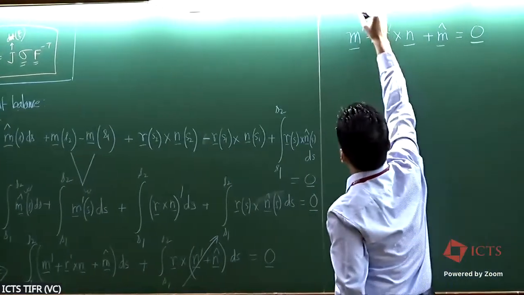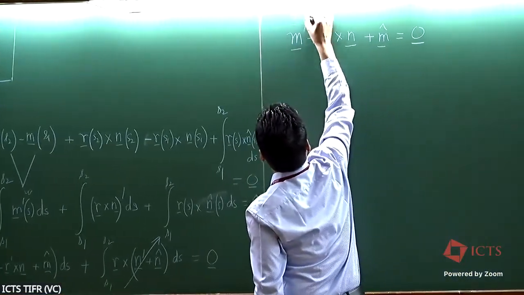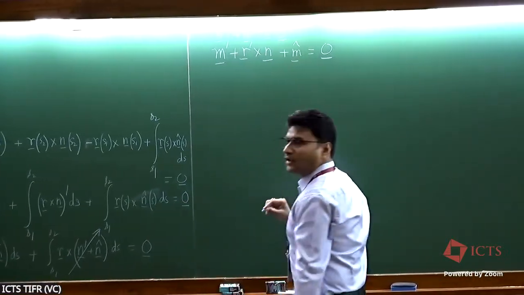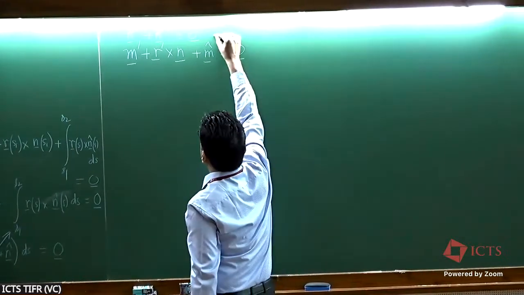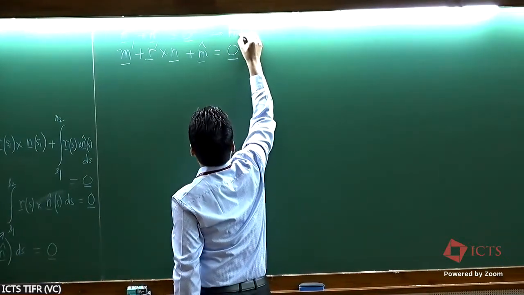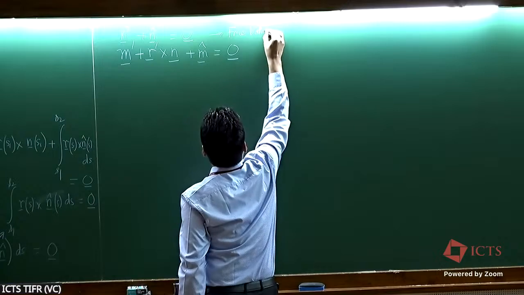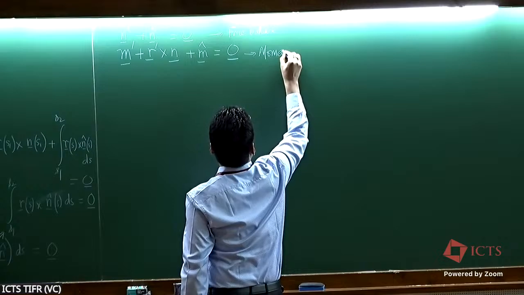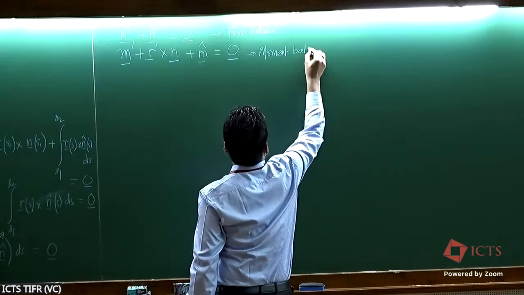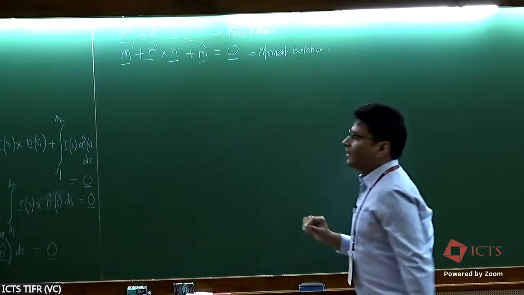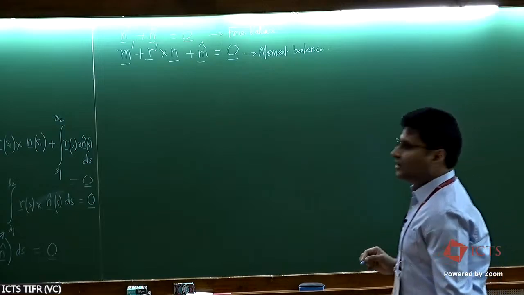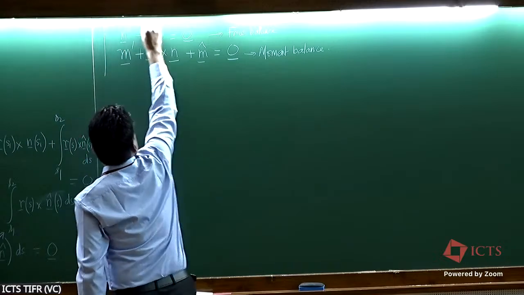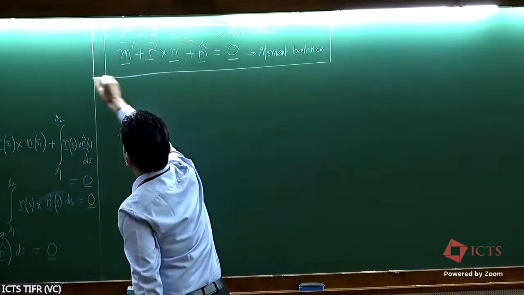Okay, and the first one was N prime plus N hat equal to 0. So this is coming from force balance. And this is coming from moment balance. Now, are these equations enough to solve the rod equations, or do we need something more?